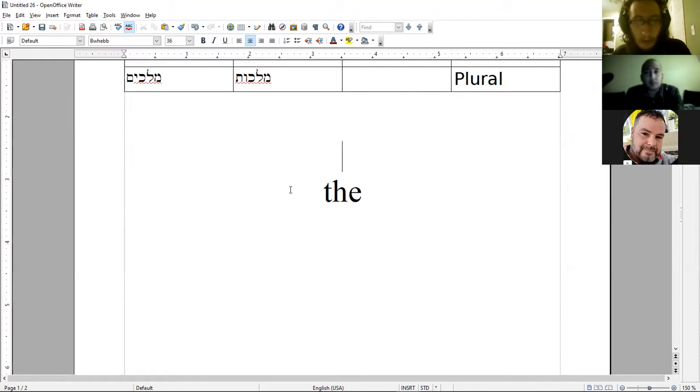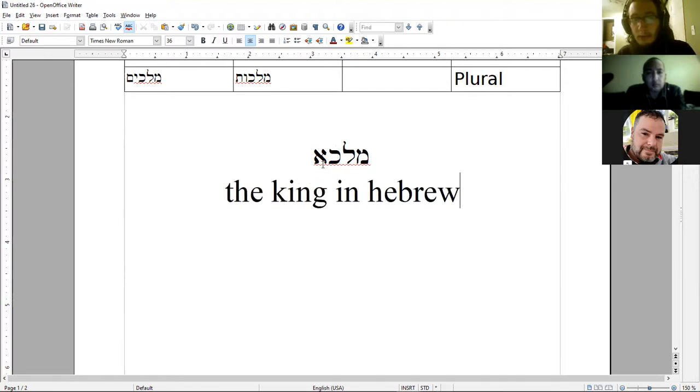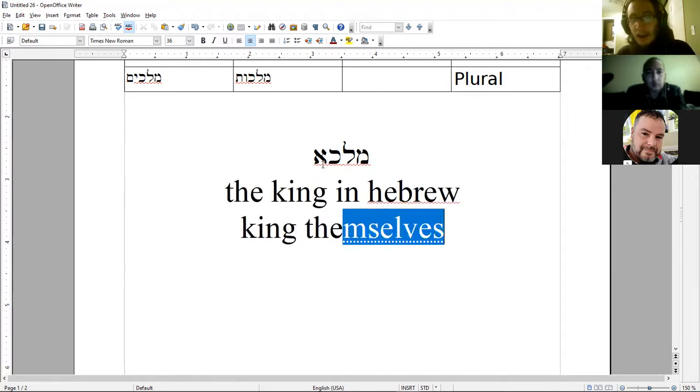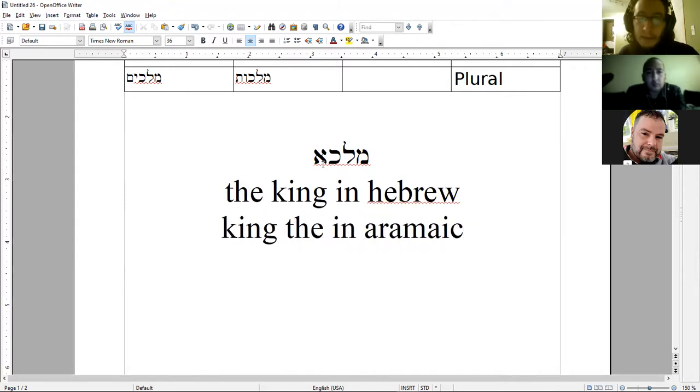And so the way we say "the" in Hebrew is a hey at the beginning. It's called a prefix. So if you say the king, you're going to add a hey at the beginning. Now, what's interesting is Aramaic does the same thing, but instead it has aleph at the end, a suffix. And that means the king, but instead it'd be king the. So the king in Hebrew, but king the in Aramaic, all right?